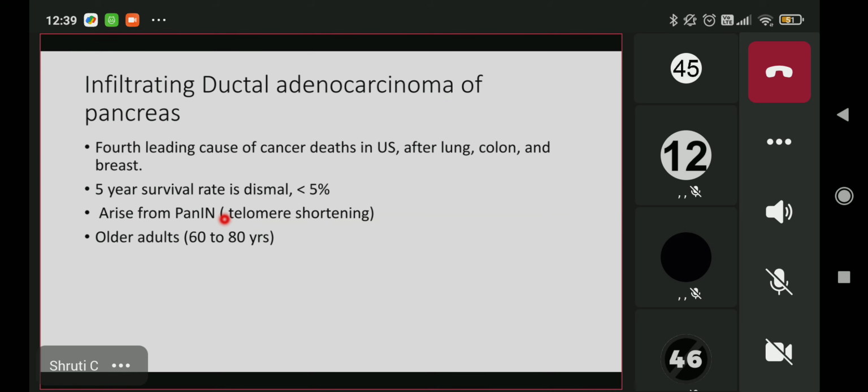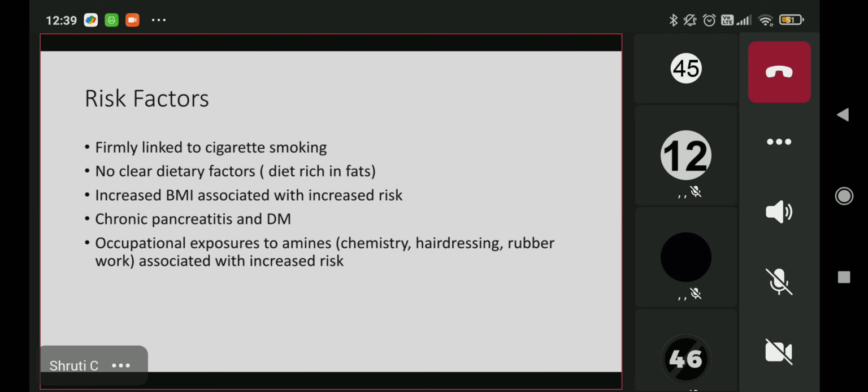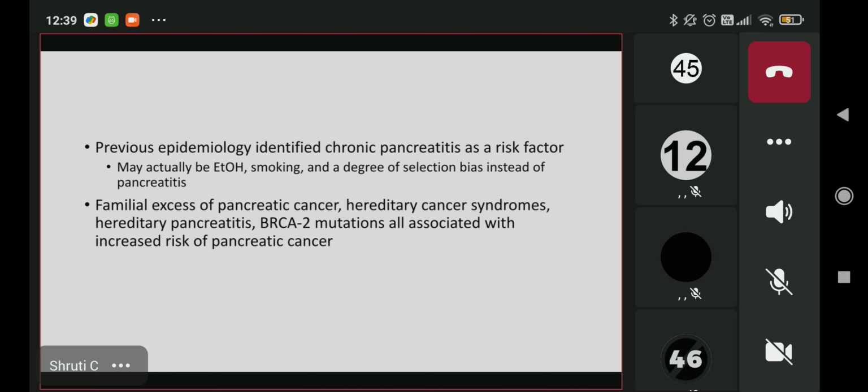So these cancers usually arise from pancreatic intraepithelial neoplasias, PanINs. And these are usually seen in older adults beyond 60 years. What are the risk factors? It is firmly linked to cigarette smoking. Okay, you should remember that. No clear dietary factors are there, but usually they say that a diet rich in fats may lead to pancreatic cancer. Increased BMI is associated with increased risk. Then chronic pancreatitis and diabetes mellitus may also predispose to pancreatic cancer, and occasional occupational exposure to amines is also associated with increased risk.